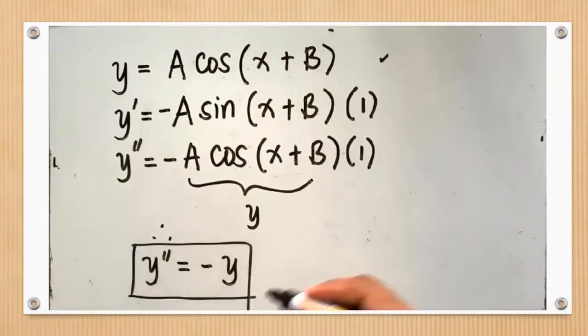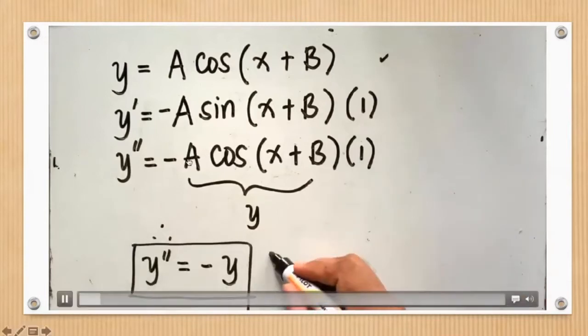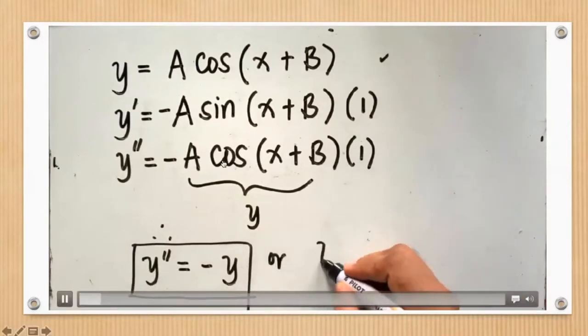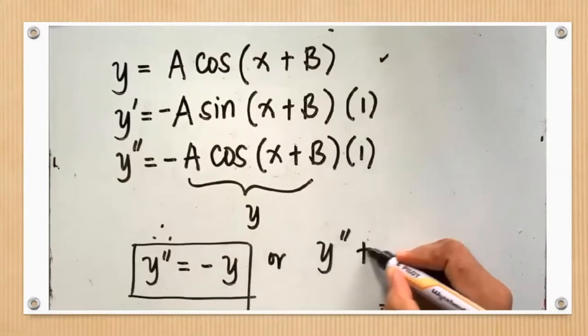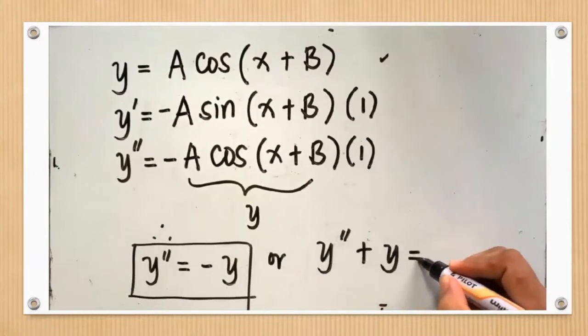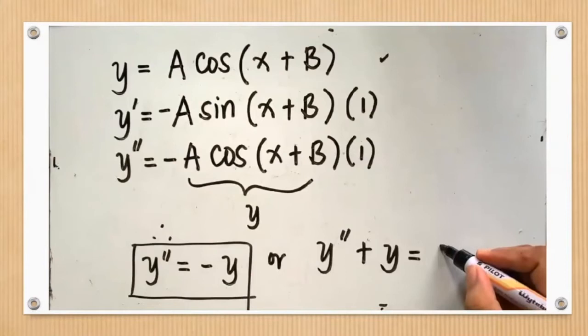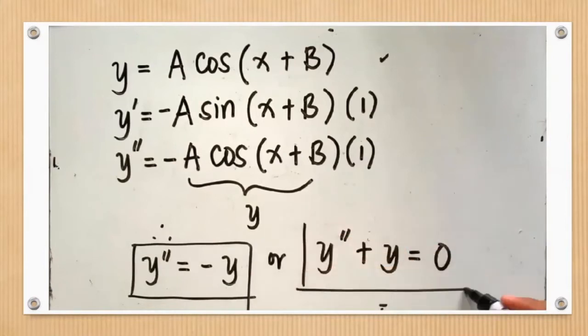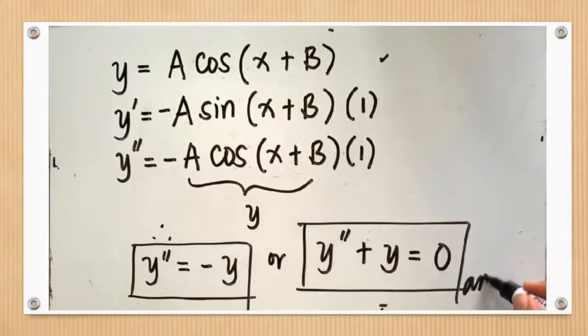So we have y double prime equals negative y, or you can transpose negative y to the left-hand side. So you have y double prime plus y equals 0. Okay, so this is now the differential equation for this given equation.